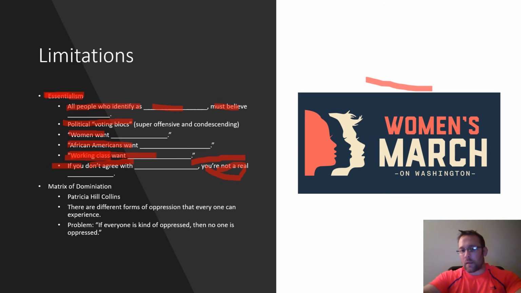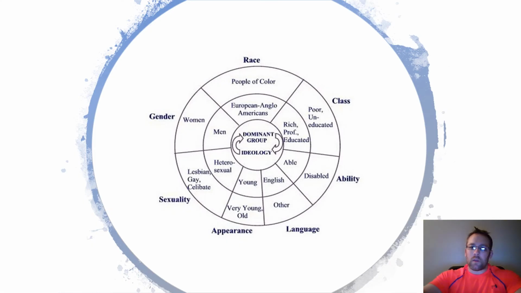Okay, I'll end there. The Matrix of Domination was created by this scholar named Patricia Collins. I'll show you this on the next slide. What the Matrix of Domination says is that there are different forms of oppression that everyone can experience. This gets into some problems, and I'll show you the problem on the next slide. This is an example of one of the Matrices of Domination.